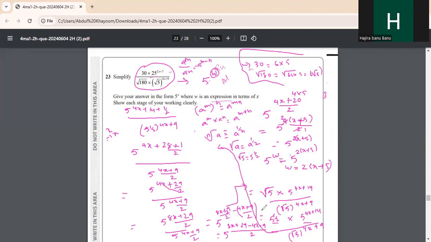After that, adding the fractions, taking care of the subtraction sign and all, we get our answer w in terms of x, and 5 power w is equals to 5 power 2x plus 5.